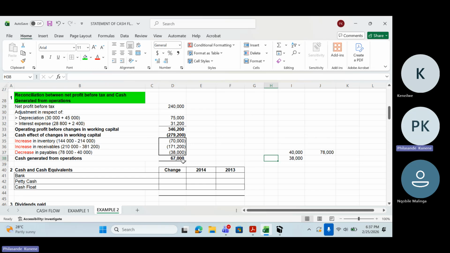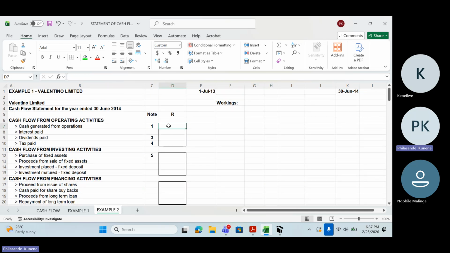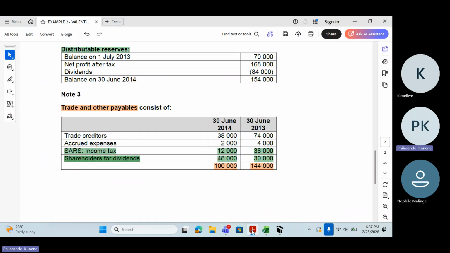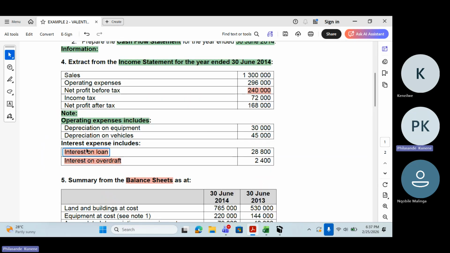These 67,000 rands will come here. Okay. Then the interest paid. Obviously, we do have that information for interest paid. They told us the two amounts: interest on loan 28,800 and 2,400.